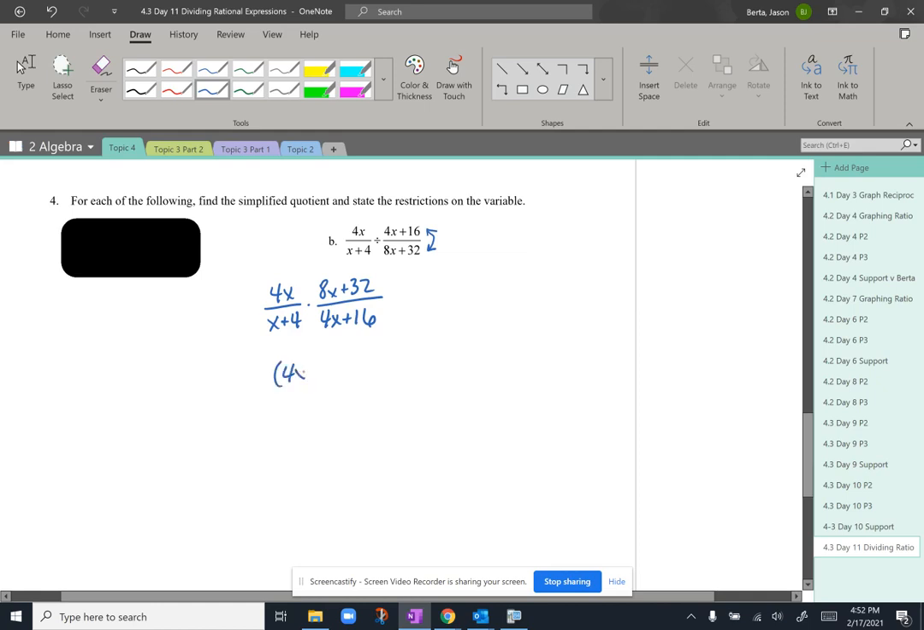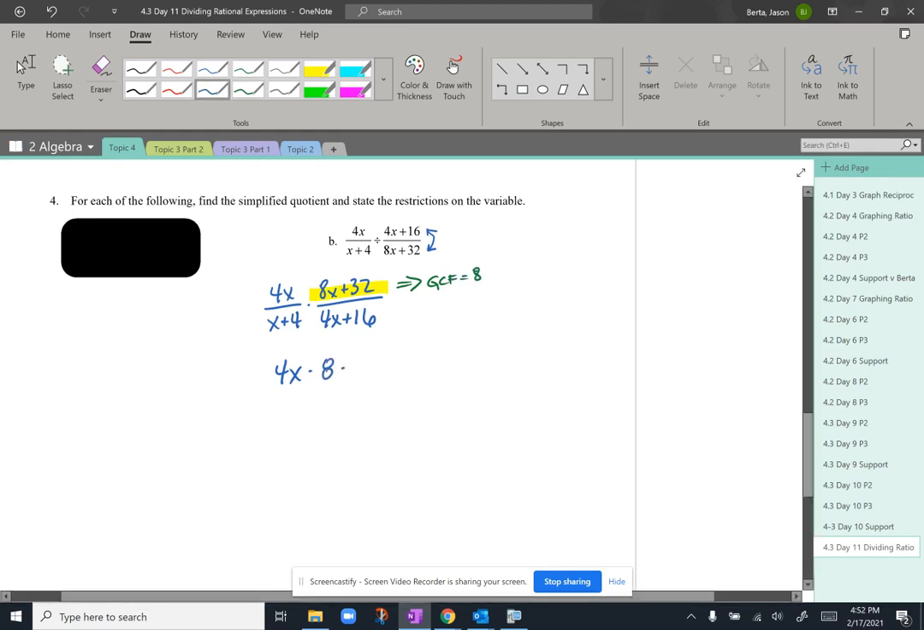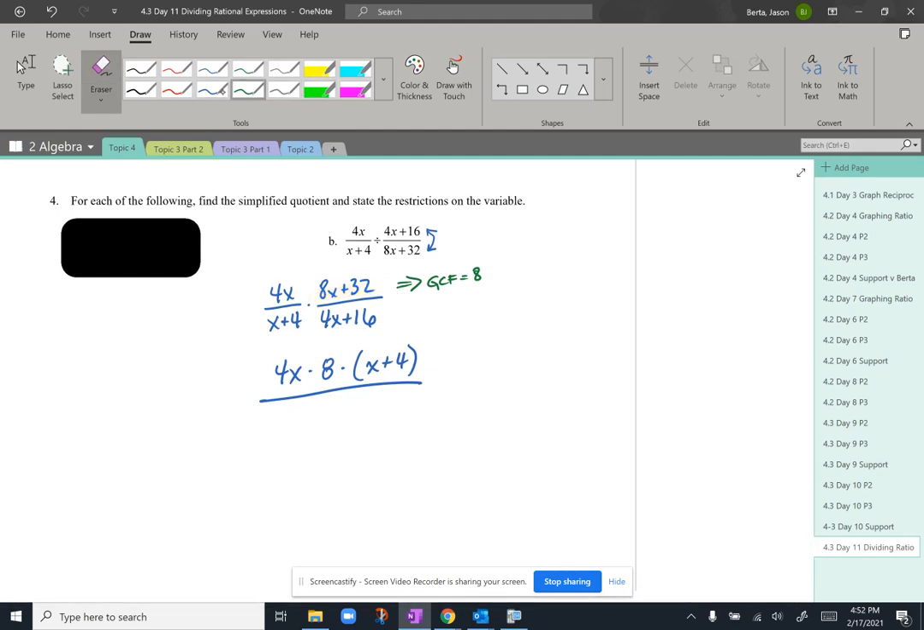We've got a 4x term here. I'm going to just leave that outside of parentheses. We've got a 4x, and then I see we've got 8x plus 32. We're looking at this term here. Greatest common factor is 8. We can factor out the 8, and when we do that, we get an x plus 4 that's left over. There's our numerator. Next, let's move on to the denominator.